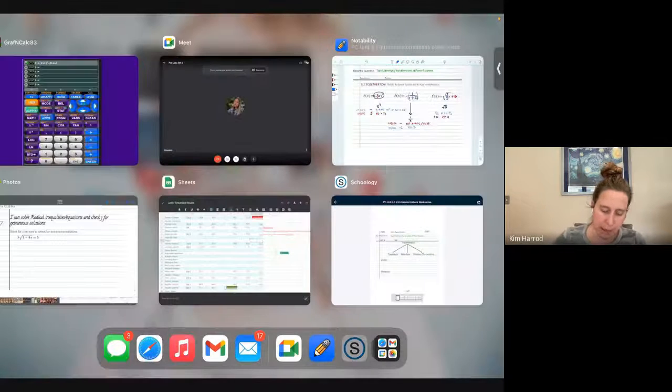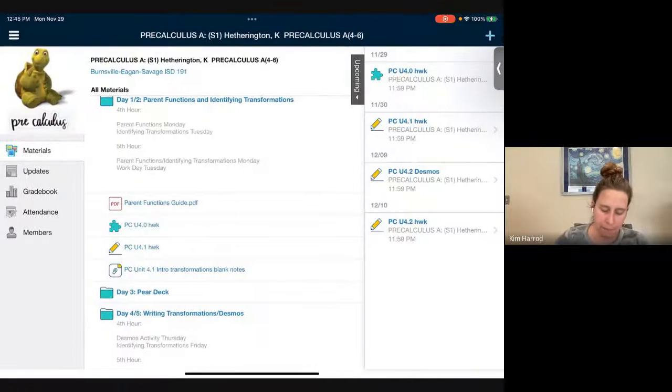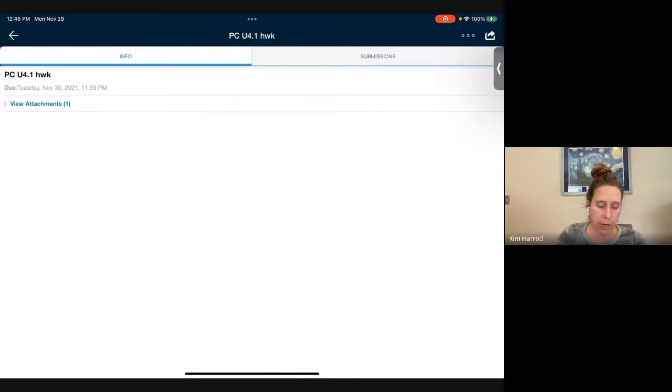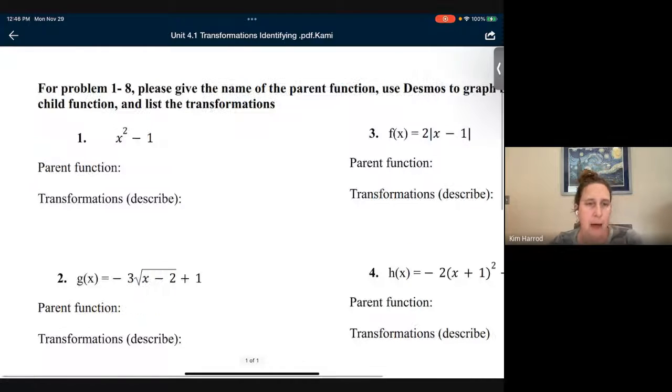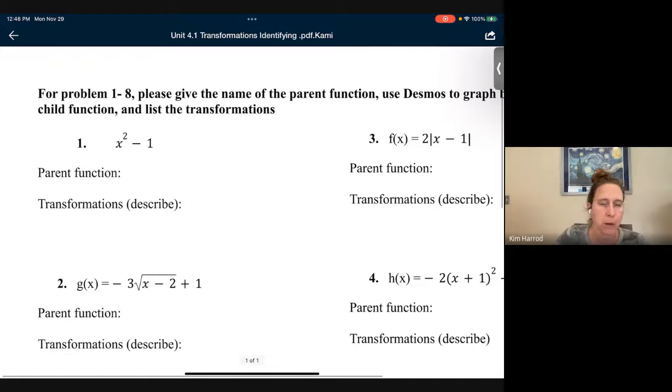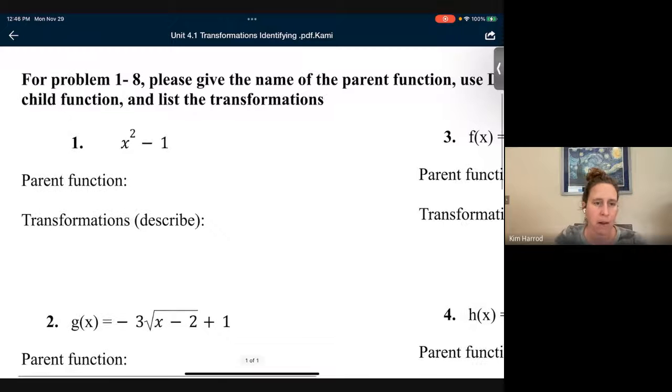Let me pull it up for a second. It has, or tonight or tomorrow, whenever you want to do it. It has, how many is it? 8? Yeah, has 8 different equations on it where you're going to go through and look at that first equation and say, what's the parent function there? Well, the parent function to this one is x squared. Then you're going to tell me, what does that -1 do to the graph of x squared? How does that show up?